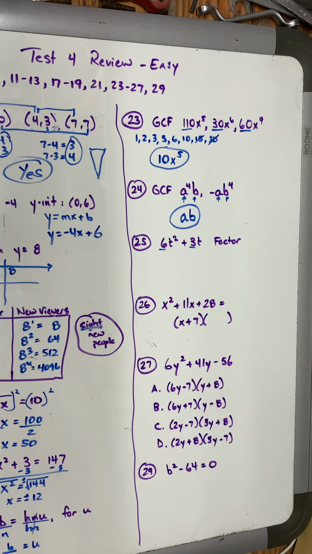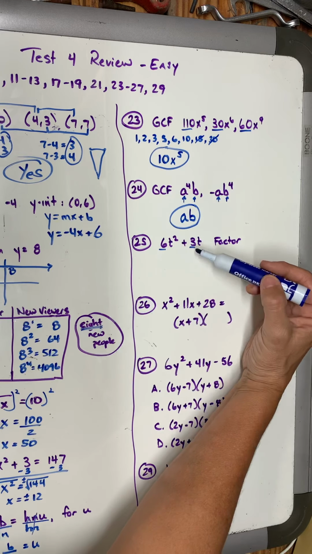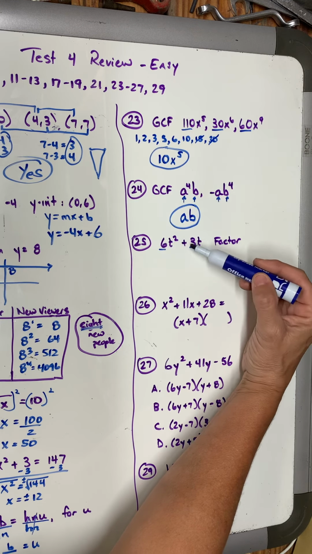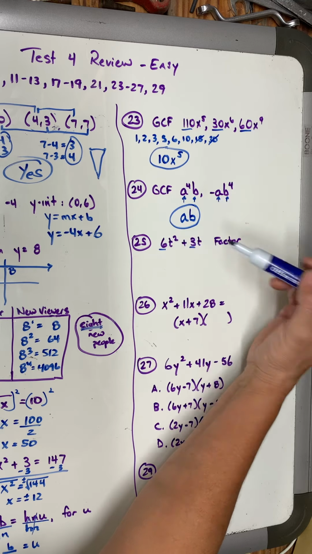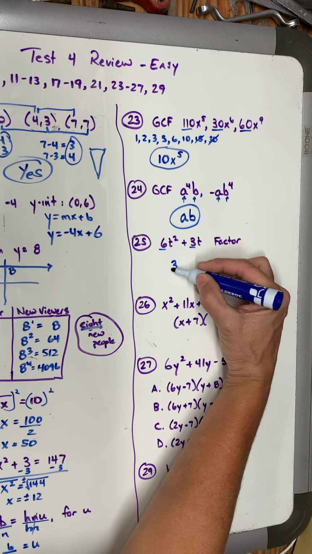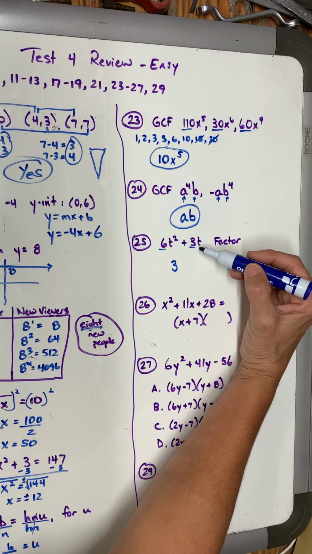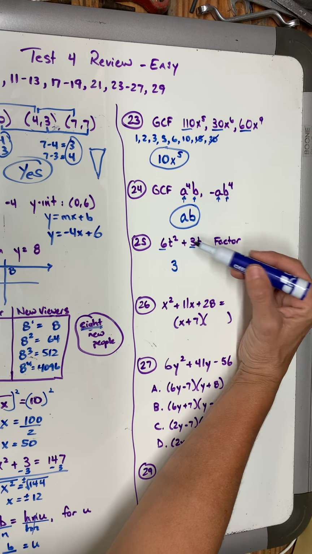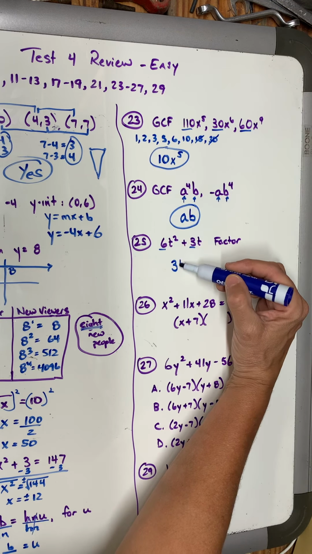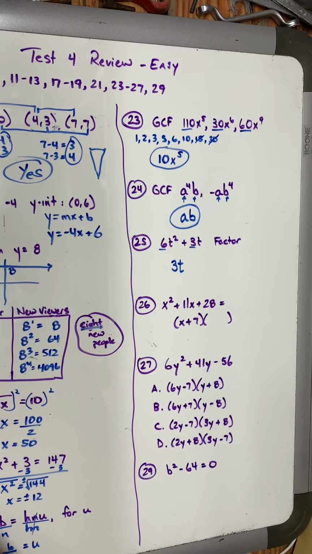So I'm looking at those numbers 6 and 3. I start with the smallest and see if it fits into both. It does. 3 goes into 6, 3 goes into 3. So 3 is my greatest common factor regarding the coefficients. For the letters, the variables, I have t to the 1, t to the 2. T to the 1 is smaller, so that's going to be my greatest common factor.